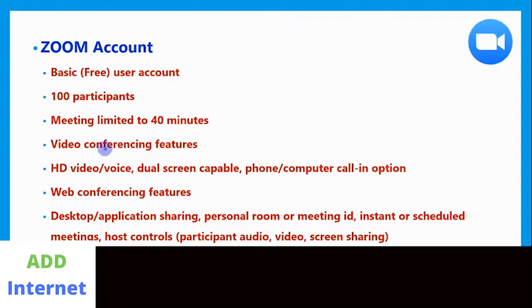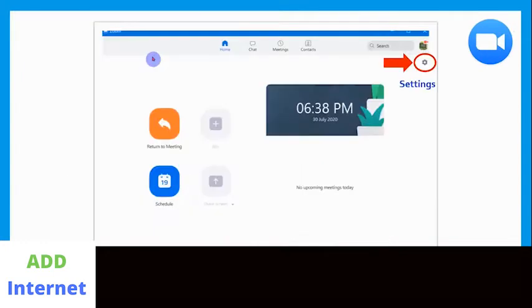called for a meeting. Many video conferencing features are enabled, like HD video and voice, dual screen capability, phone and computer call-in options, and web conferencing features like desktop application sharing, personal room or meeting ID, and scheduled meetings. There is also host control, that is, participant audio, video, and screen sharing can be controlled by the host. These are the features available in the basic Zoom account.